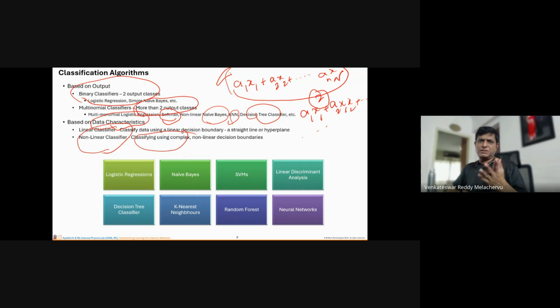Logistic regression is simplified classification. SVMs, support vector machines, can be used for both non-linear as well as linear classification. LDA, linear discriminant analysis, also called Gaussian discriminant analysis, is essentially for data that is distributed in a Gaussian model. Gaussian is nothing but the bell curve, right? Normal distribution. Decision tree classifiers.